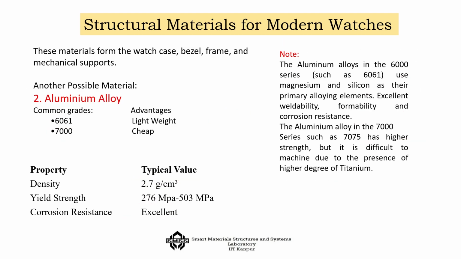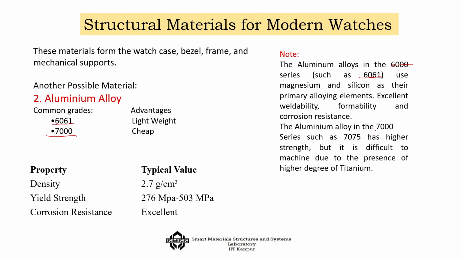The second choice would be aluminum alloy, because then it will be much lighter. So, for slightly cheaper systems, we can go for say 6061 or 7000. Now, a new attribute for the aluminum alloy. For aluminum alloy, 6000 series such as 6061 actually use magnesium and silicon as their primary alloying elements, and it has excellent weldability, formability and corrosion resistance. You need all of them in terms of making the watch casing.